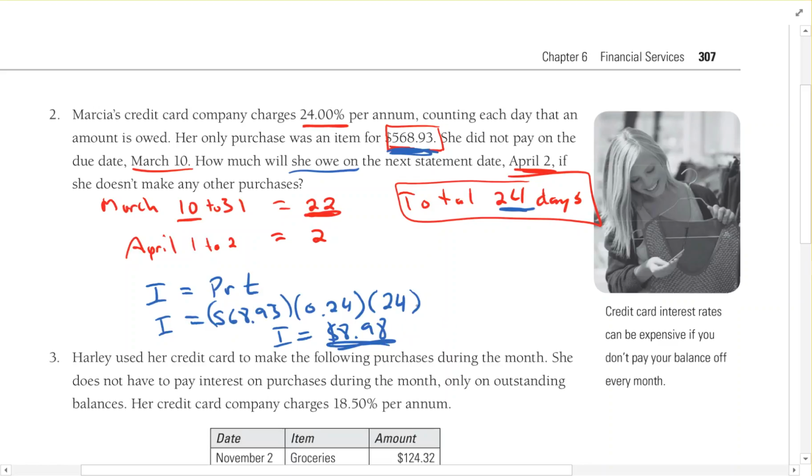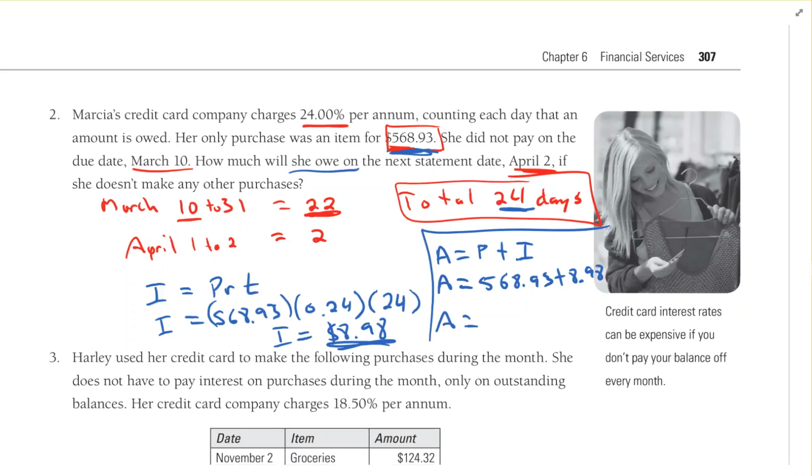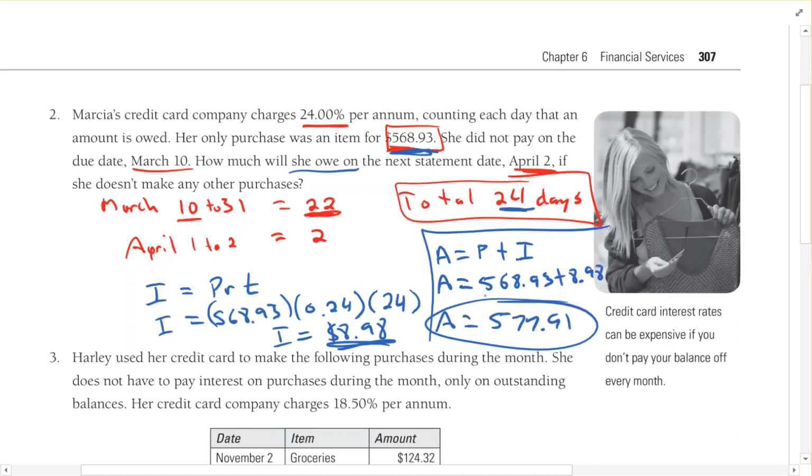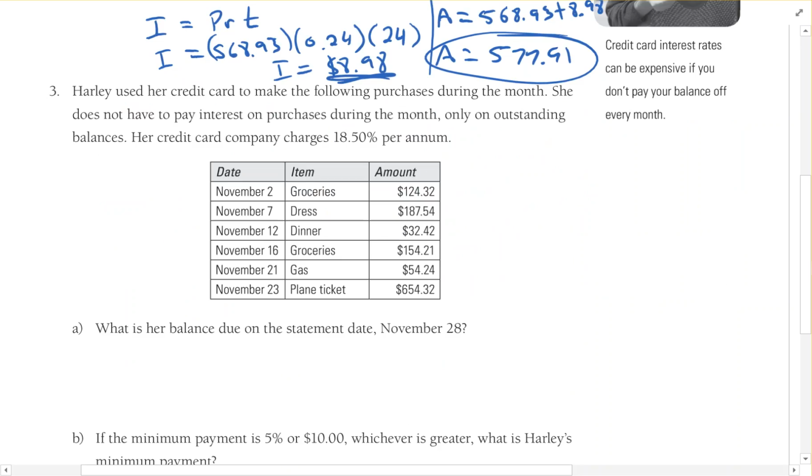Actually, let's just do that in a different spot here. So we'll say the total A is going to be equal to P plus I. So A is going to be 568.93, that's our principal, right, plus 8.98. So that's going to be 577.91. All right, so that's it.